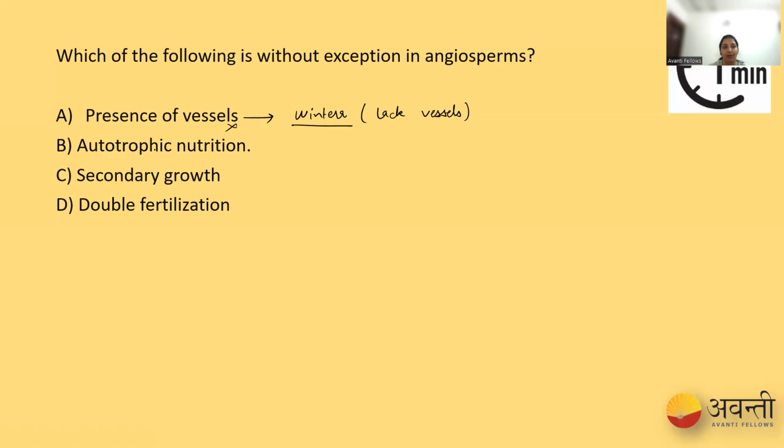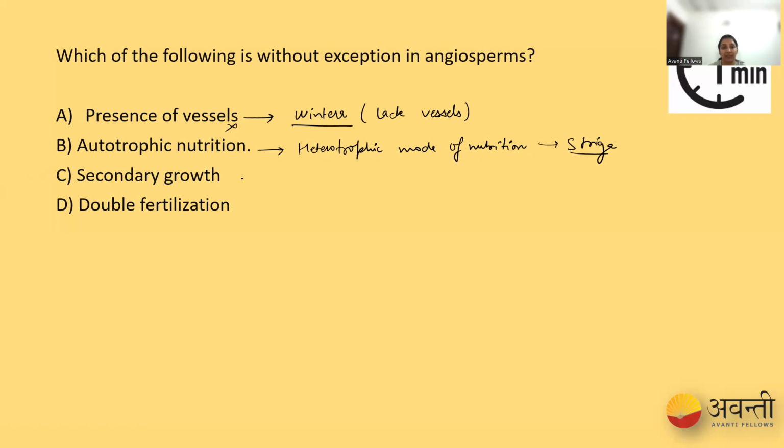Second is autotrophic nutrition. We know that plants mostly show the autotrophic mode of nutrition. That means they can synthesize their own food. But there are some exceptions. There are some plants which show heterotrophic mode of nutrition, like insectivorous plants, Venus flytrap, pitcher plant, Striga, Rafflesia.